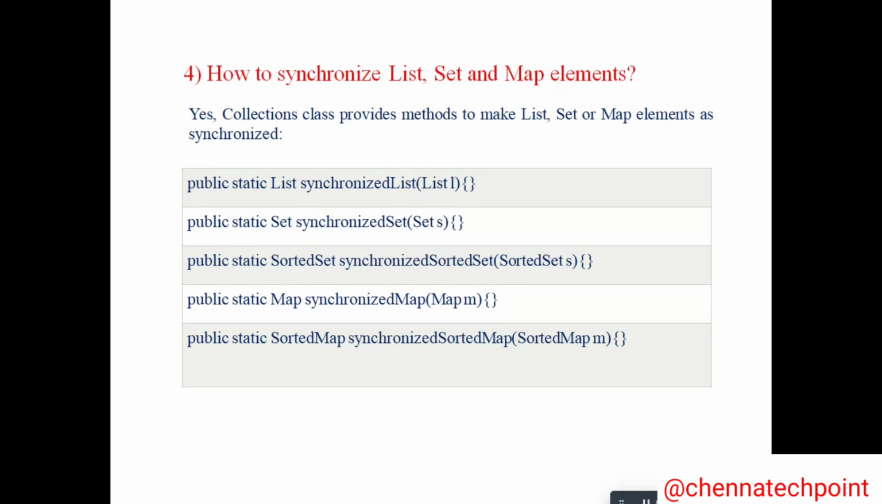Next one, how to synchronize the list, set and map elements. Collections is a utility class in the Java collection framework. The Collections class provides the methods to make list, set, map elements synchronized. You can see below, these are the methods: synchronizedList, synchronizedSet, synchronizedSortedSet, synchronizedMap, synchronizedSortedMap. These are the methods provided by the Collections utility class. With the help of these methods, we can synchronize list, set, map elements.